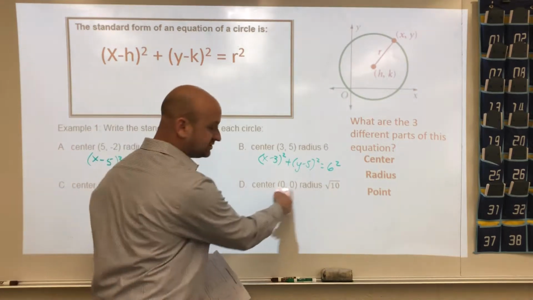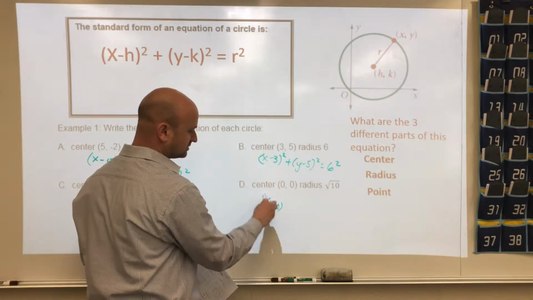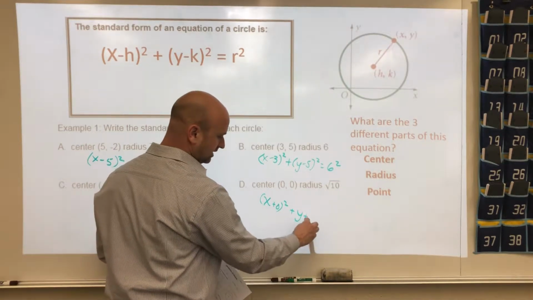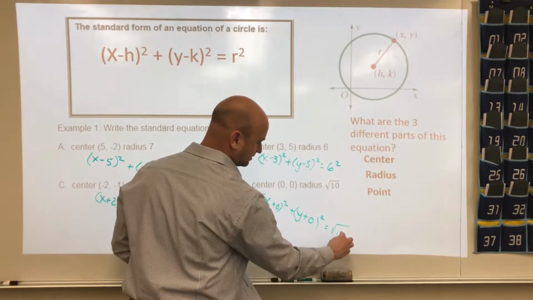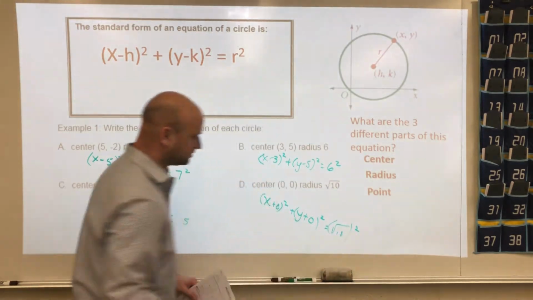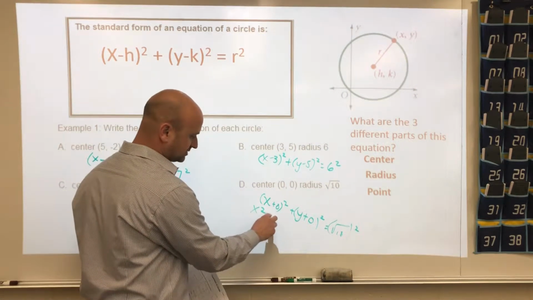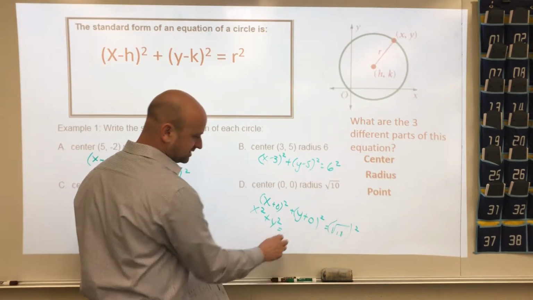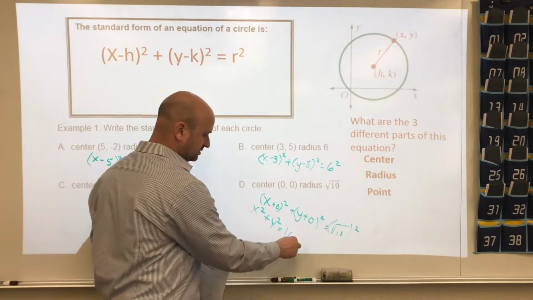All right, come over here, the center is 0, 0. So what that means is it's really x plus 0 squared plus y plus 0 squared is equal to the square root of 10 squared. Well, what happens with all those zeros is they disappear. So we're left with x squared plus y squared is equal to, now the square root of 10 squared is going to be just 10.